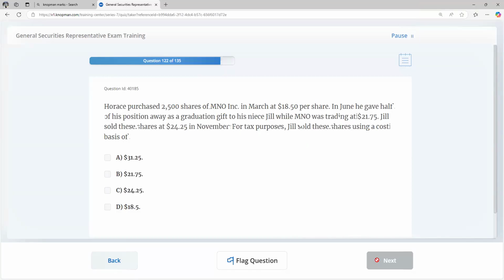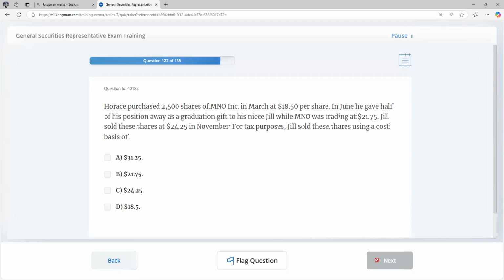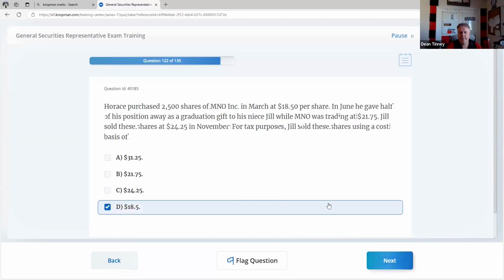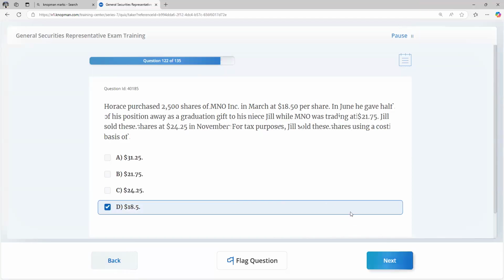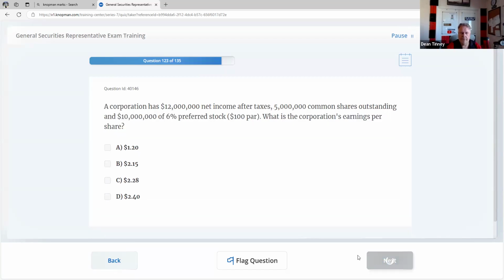So the cost basis of someone that passes the day of the, like, the step up. So in June, he gave the position as a gift. So Horace gave it to Jill, his niece. So Horace wasn't dead at the time this happened. No, so wouldn't that be the original cost basis then? Yep, that's right on. Because the only one that has the step up is the death. Yeah, right, that's right. And both of those are testable, by the way. Both of those are testable.